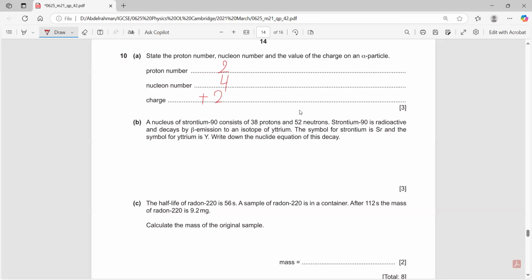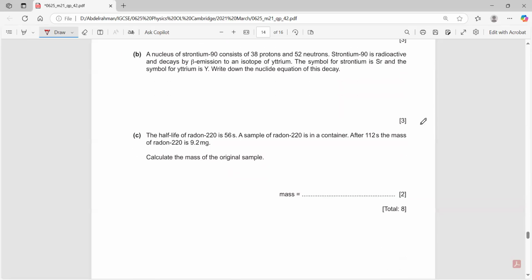A nucleus of strontium-90 consists of 38 protons and 52 neutrons. Strontium-90 is radioactive and decays by beta emission to produce yttrium. Let's write it down. How do I write strontium? Sr. Sr, it's 90 and 38, right? It produces Y and a beta particle. The beta particle is 0, -1. So this Y has to be 90. What happens to the proton number? It increases by 1. Why? Because -1 plus 39 is 38, right?